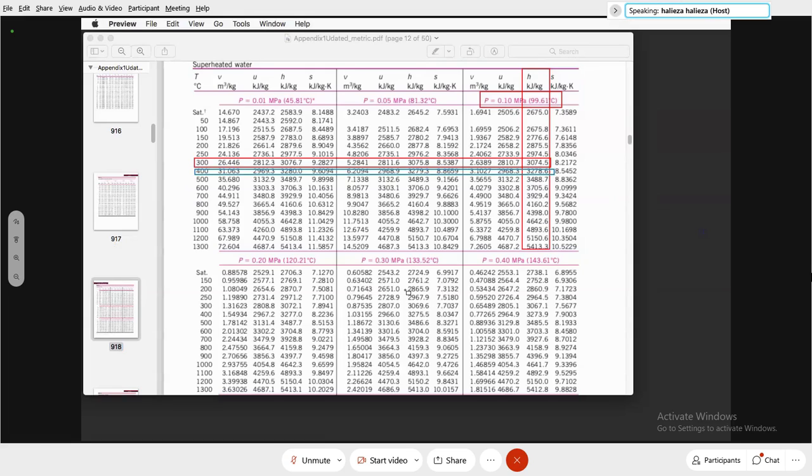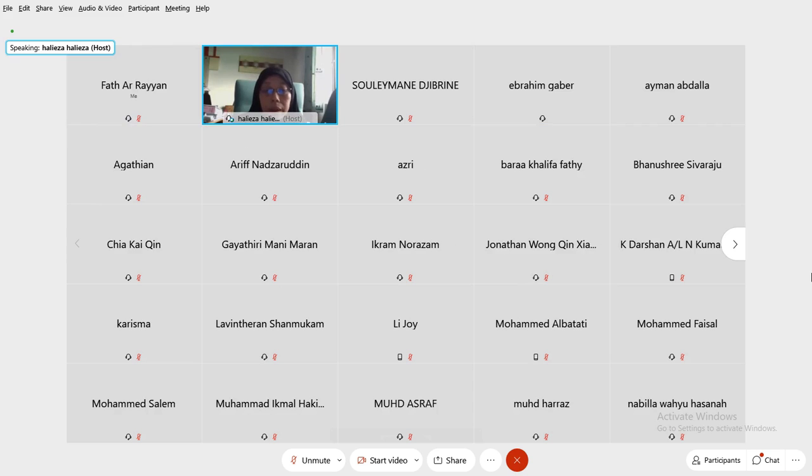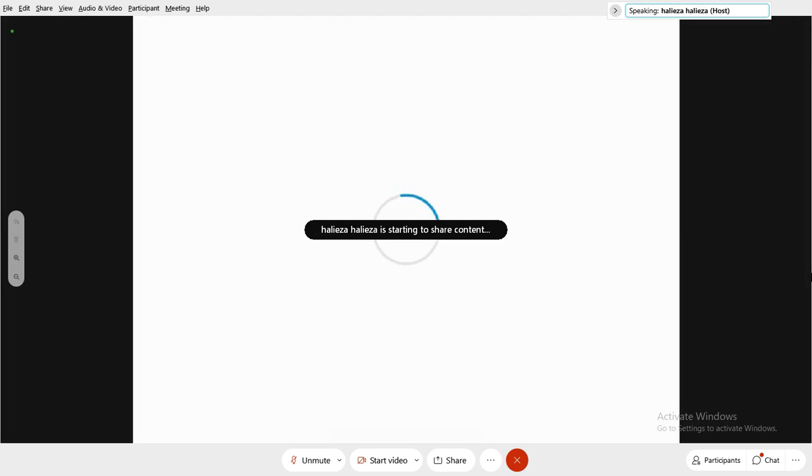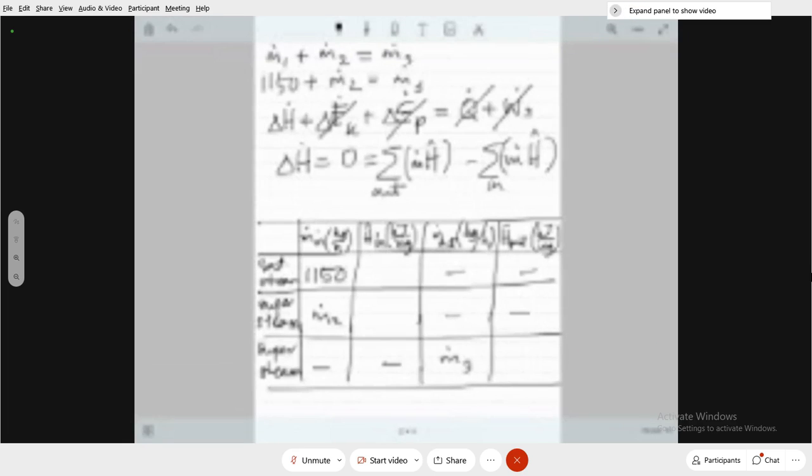Okay, so let's jot down the values that we have in our solution. Let's unshare this. So far, any question on how to get these values from the steam table? No, good. Okay, let's go back to my iPad. Okay, give me the values.